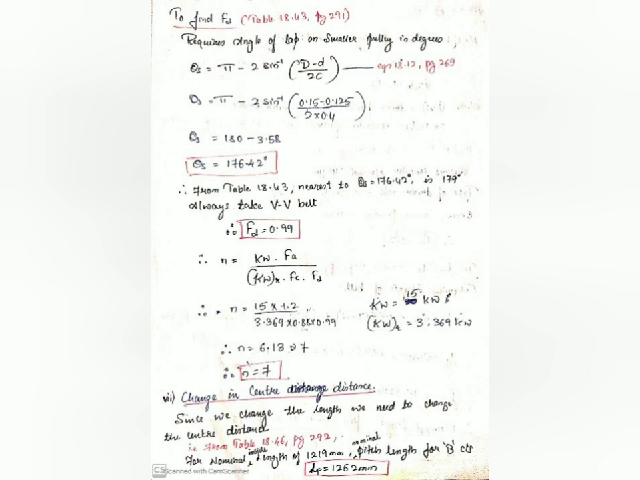Theta is 176.42. From table 18.43, the nearest value for 176.42 is 177. There are two columns, so always take the VV belt. So correction factor FD will be equal to 0.99. Substitute all these values in the equation for number of belts. You will get the number of belts as 7.